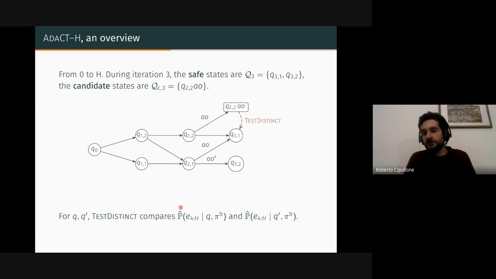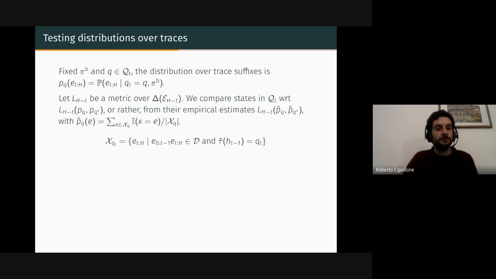There's a hat here because we need to use empirical estimates, of course. For computing the estimates, we can see that the probability of an episode in a state Q is written like this, P of Q. And the hat is the empirical estimate. This is just the proportion of episodes equal to that input in the data set associated with this state. That's very simple. Basically, this is a local data set where we collect all the histories that led to that state. So if we are analyzing QT, we know that the history led to that state, and we only keep the suffix ET and put it into the data set because we use it for the estimates.